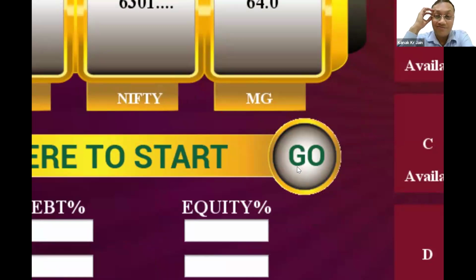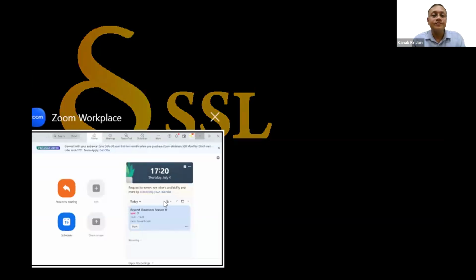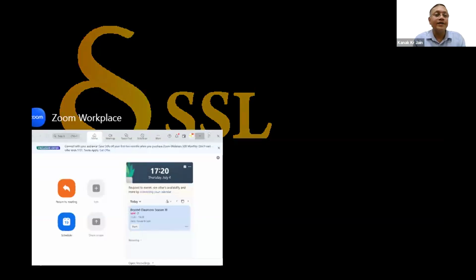Half screen it is showing. Half it is showing. I just don't know why.